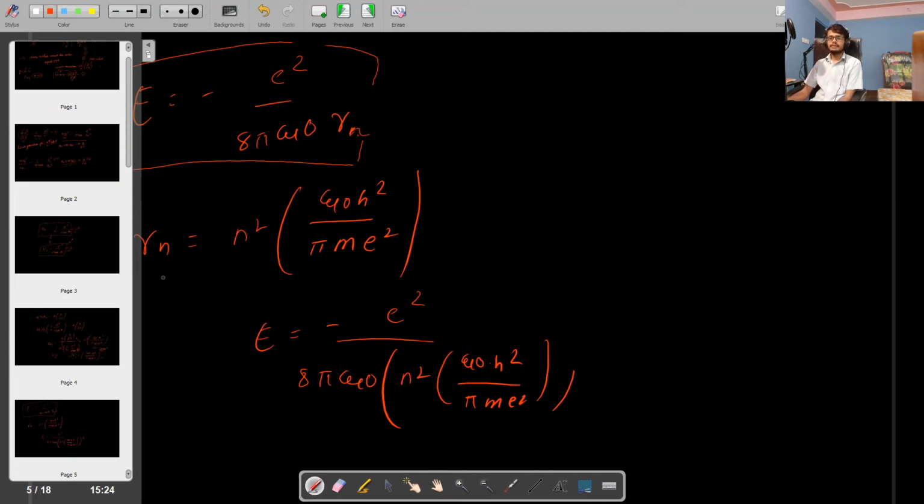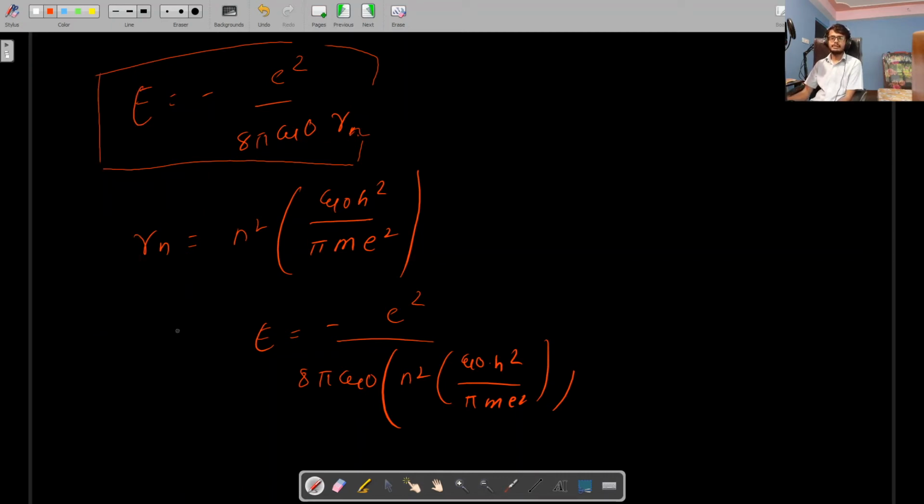So previously we just found the value of Rn. We just derived the formula of Rn. Rn was n squared epsilon naught h squared by pi m e squared, right? Now we are putting this value in this equation. So now we come to a final formula of energy. That energy now will be En.